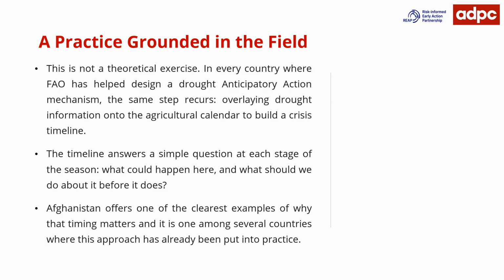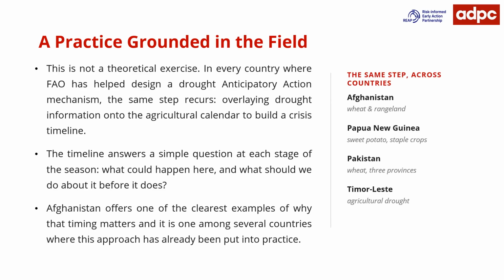Afghanistan offers one of the clearest examples of why that timing matters, and it is one among several countries where this approach has already been put into practice. The same step has been applied across countries: Afghanistan, focused on wheat and rangeland; Papua New Guinea, focused on sweet potato and staple crops; Pakistan, focused on wheat across 3 provinces; and Timor-Leste, focused on agricultural drought more broadly. Source: FAO Country Anticipatory Action Programs.